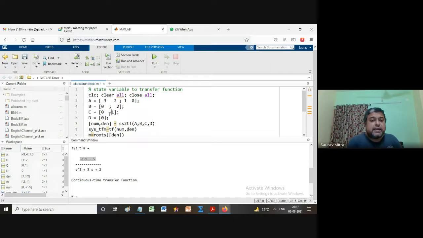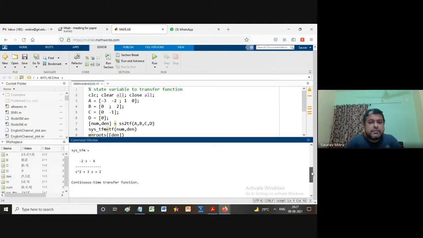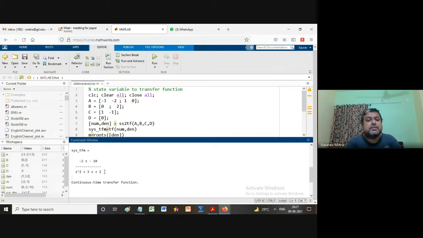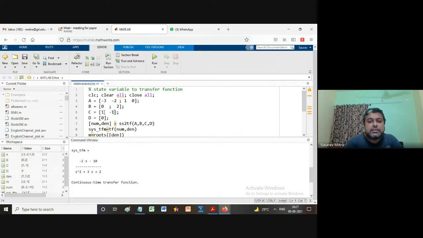Changing the C matrix, if I make it 0 and minus 1, it also does not change the characteristic equation. So characteristic equation is something which depends totally on the A matrix. B and C matrix changes are not changing the characteristic equation. You can see it is s square plus 3s plus 2. All these things you have to write very clearly in your journal with every experiment, every step. So take one, change some part of the B matrix, some part of the A matrix, and you can change.